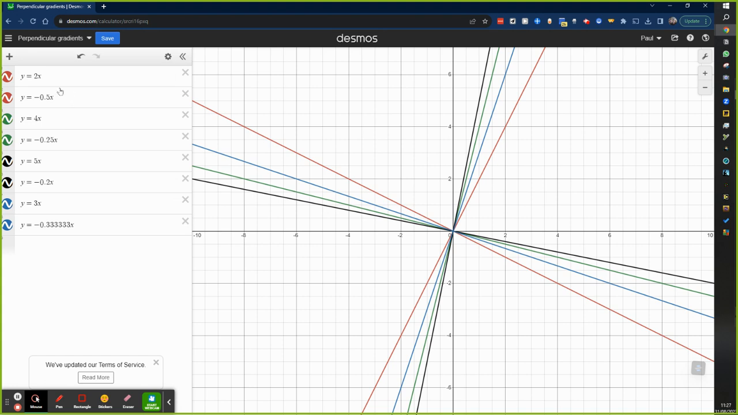Now, I realized that in order for the lines to be perpendicular, the gradient has to be the opposite sign. So if this was positive, this one has to be negative. This one's positive, this one's negative. Positive, negative, positive, negative.